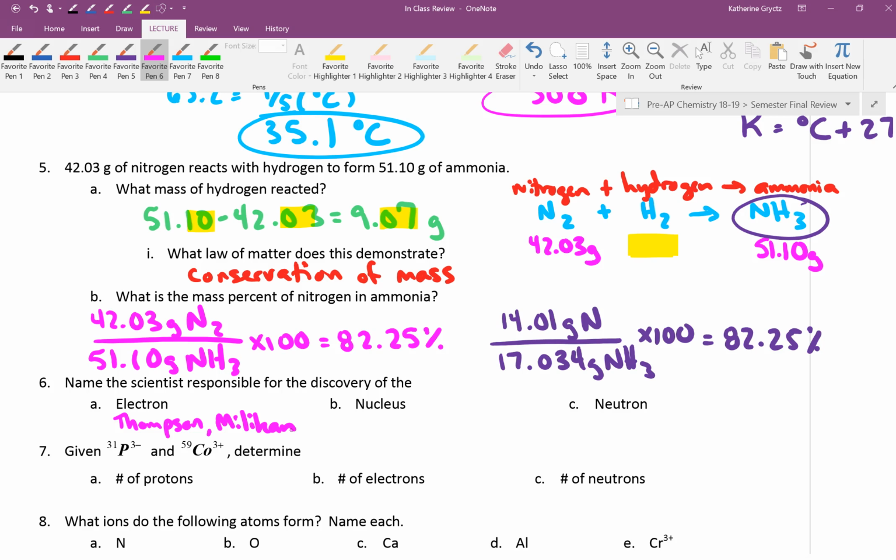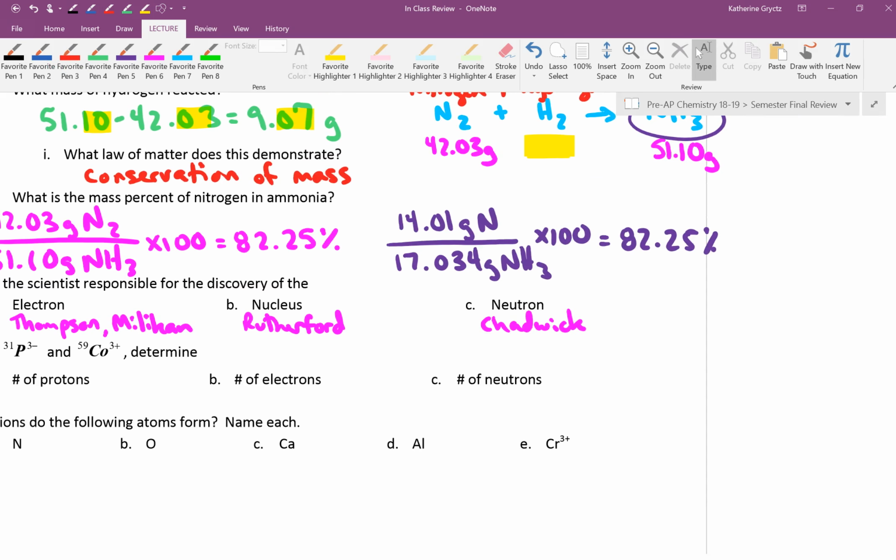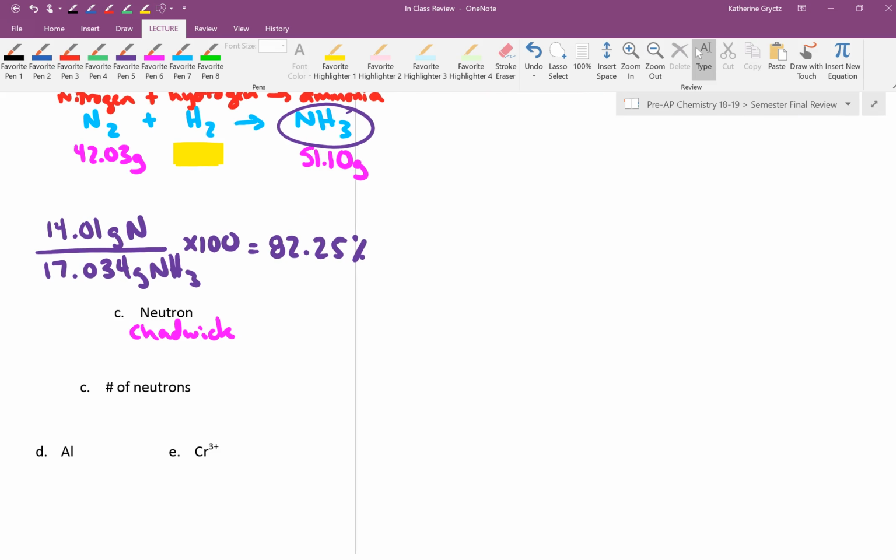The nucleus was discovered by Ernest Rutherford, and that was the gold foil experiment where he shot positive particles at the atom and saw that some of them would bounce back, and that's how we inferred that there was a solid, positive center in the middle that was repelling these positive things. And then the neutron was a guy named Chadwick, and that came from, hey, we're missing some mass.